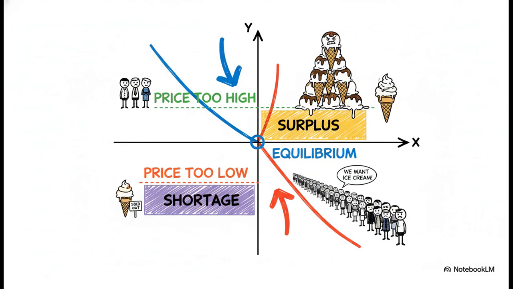So what happens if the price isn't at that sweet spot? Well, if the price is too high, say $2.50, sellers are going to have a surplus of unsold ice cream just melting away, and they'll have to lower the price. If the price is too low, say $1.50, you're going to have a shortage with lines out the door, and sellers will quickly realize, hey, we can charge more for this. The market naturally, almost like gravity, pushes itself back to that $2 equilibrium.